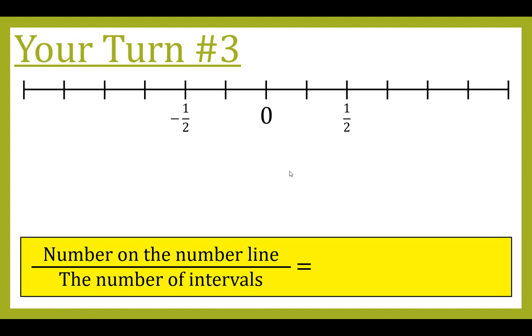Okay, so here I have on the number line 1 over 2. That's a half. All right, so we're going to see how I can apply the same thinking from the other problems to this problem that has a fraction. So here I have 2 intervals. So I'm going to bring down my 1 over 2, which is a half, and I'm going to divide that by the number of intervals, which is 2.